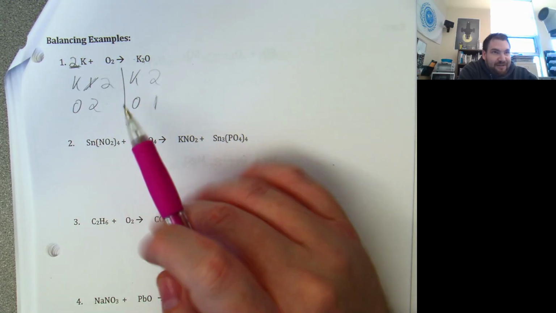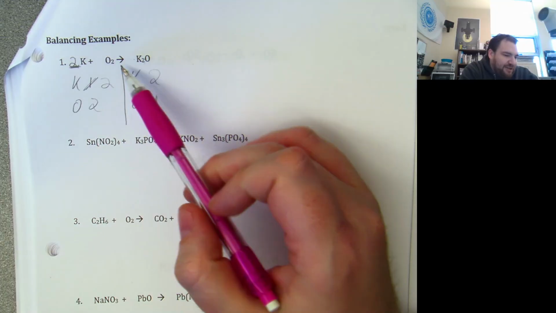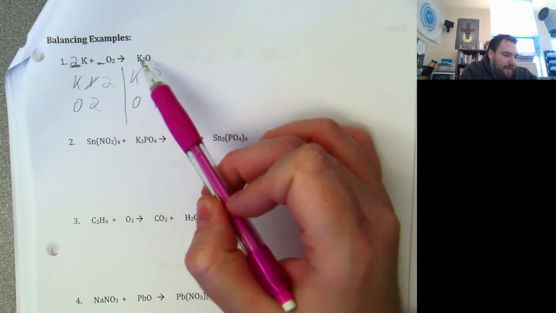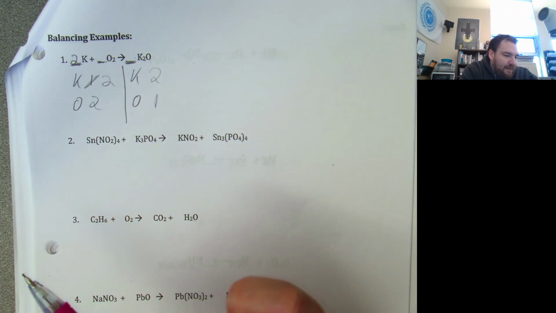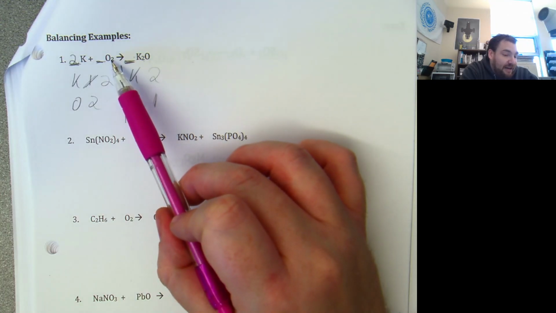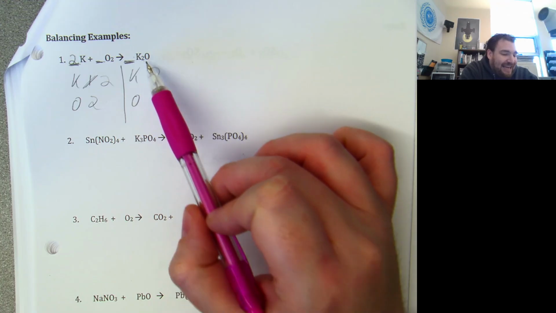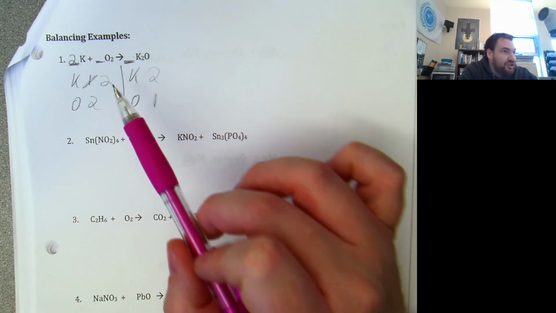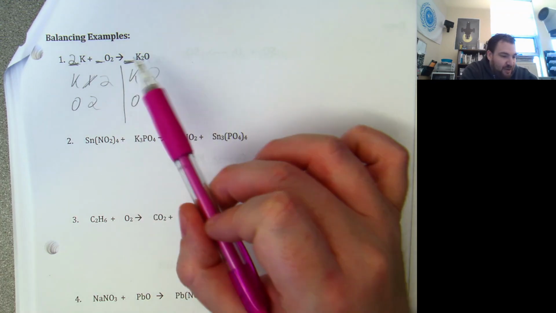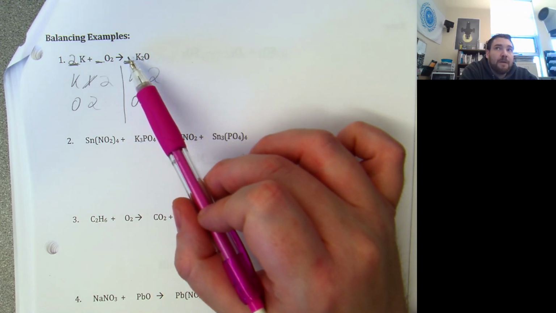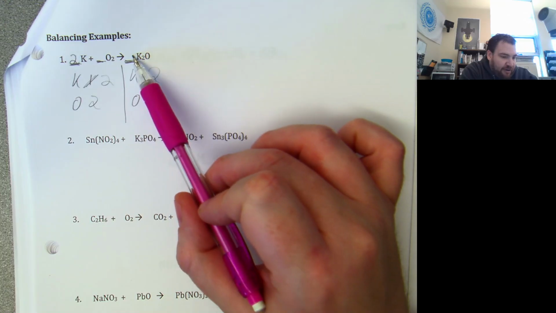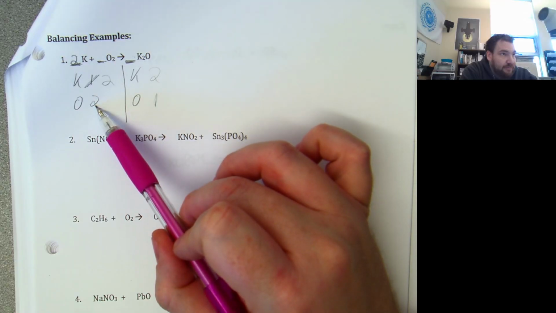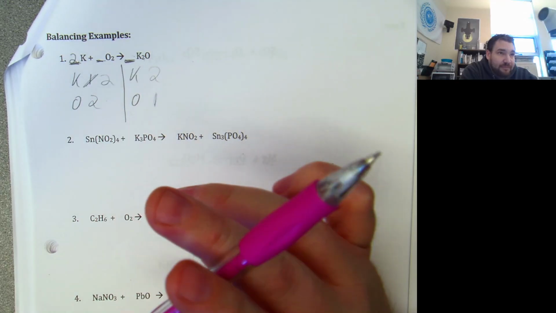So now we're going to look at the oxygens. One of the things that I told you that you're usually going to leave to the end. I've got 2 oxygens on the left-hand side. I've got 1 oxygen on the right-hand side. I cannot split up the K2O. It was built, an ionic compound. It was built by balancing the charges on the potassiums and on the oxygen, so I have to change the coefficient up front. What could I put there so that I have the same amount of oxygens here as I do here?